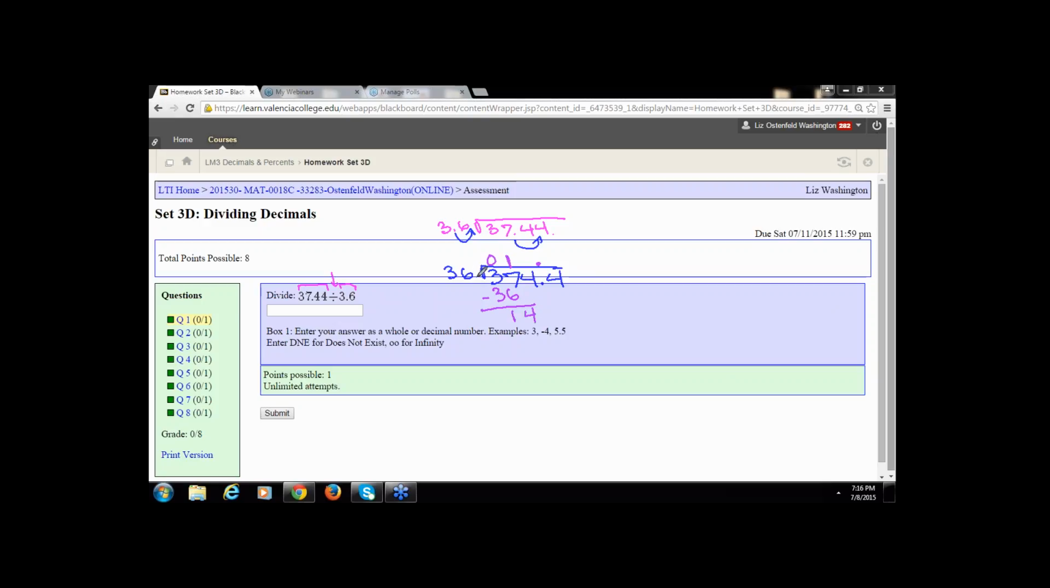I'm going to bring down the 4. 36 cannot go into 14, so I'm going to put a 0 there. When I bring down another 4, now I have 144. So I'm going to estimate that 36 goes into 144 about 4 times. Let's see what that is. There we go. I'm going to put that 4 right above, and you can see I get a remainder of 0. So my final answer here would just be 10.4.